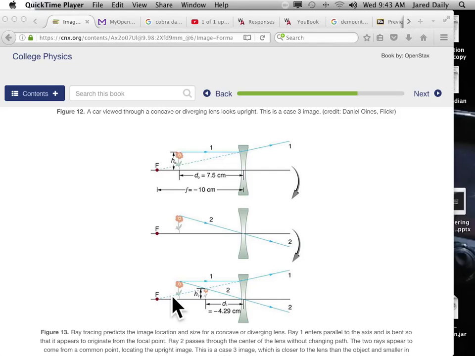And the distance to that one will be negative because it's on the same side as the object. The distance to the object is still positive, but the distance to the image is going to be negative because it's on the same side as the object. If we had an image that was formed over here, then it wouldn't be. And this is exactly what happens with our eye, with our glasses, if we're nearsighted.